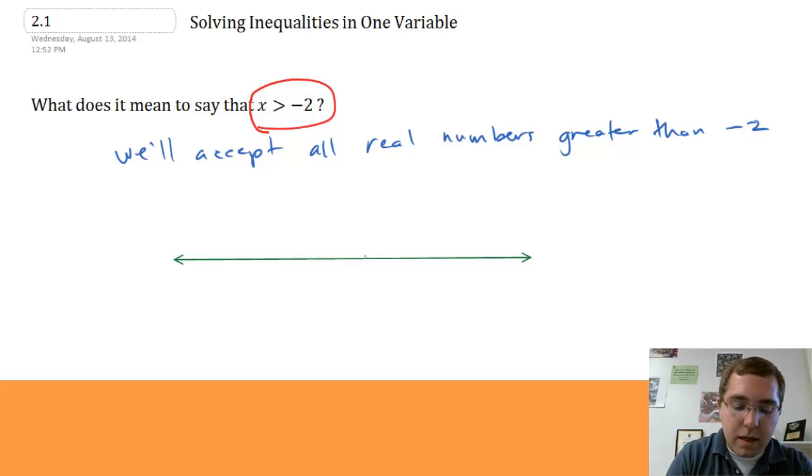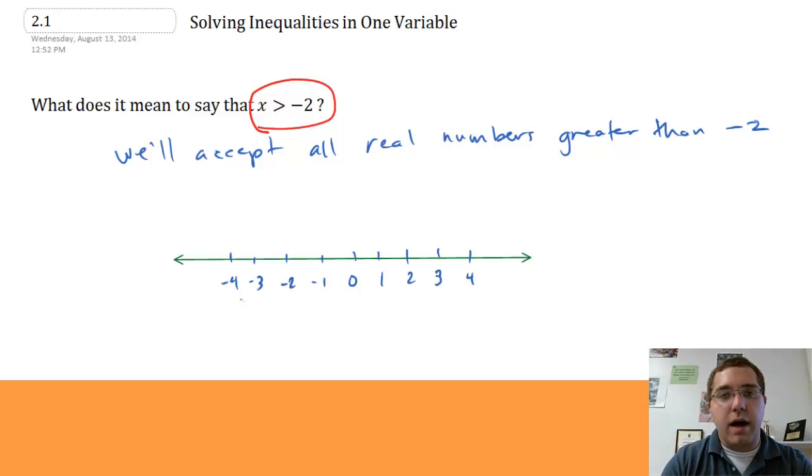on a number line. So that's 0, and that's 1, and that's 2, and that's 3, and that's 4, and that's negative 1, and that's negative 2, and that's negative 3, and that's negative 4. How do I graph this whole range of numbers? Well, I start at negative 2. To indicate that I'm not including negative 2, I just put an open circle at negative 2. If I was actually including negative 2, if I had greater than or equal to, I would put a closed circle, a dot, at negative 2.